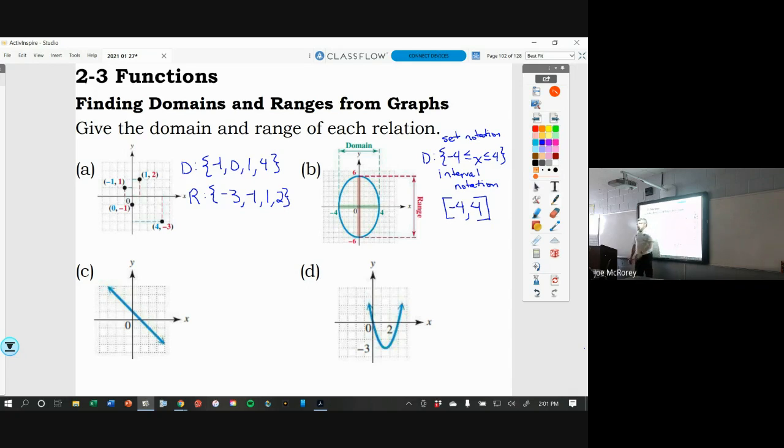Which one do you use? Well, it depends on what they ask. If you're working a problem on the test or on your homework and it says, write your answer in interval notation, it's going to be like the second one.